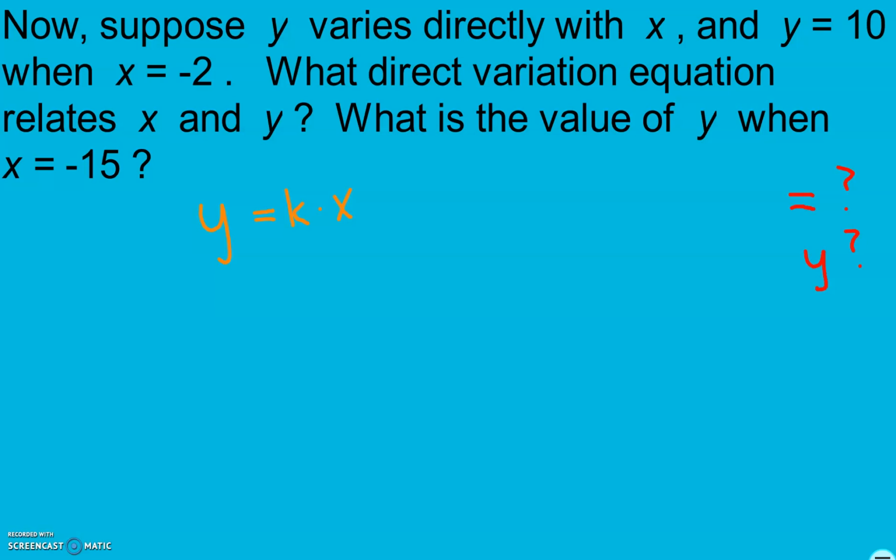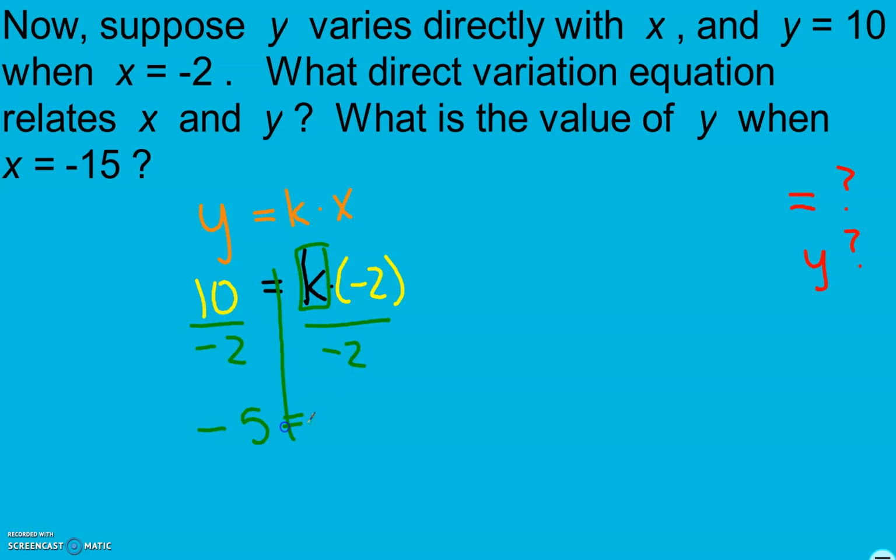Then it tells us y is 10 when x is negative 2. So I plug those in for my x and my y values. I still have my k. And what that lets me do then is I can solve for k by dividing by negative 2. Being multiplied, we get rid of it by dividing. And I get negative 5 equals k.